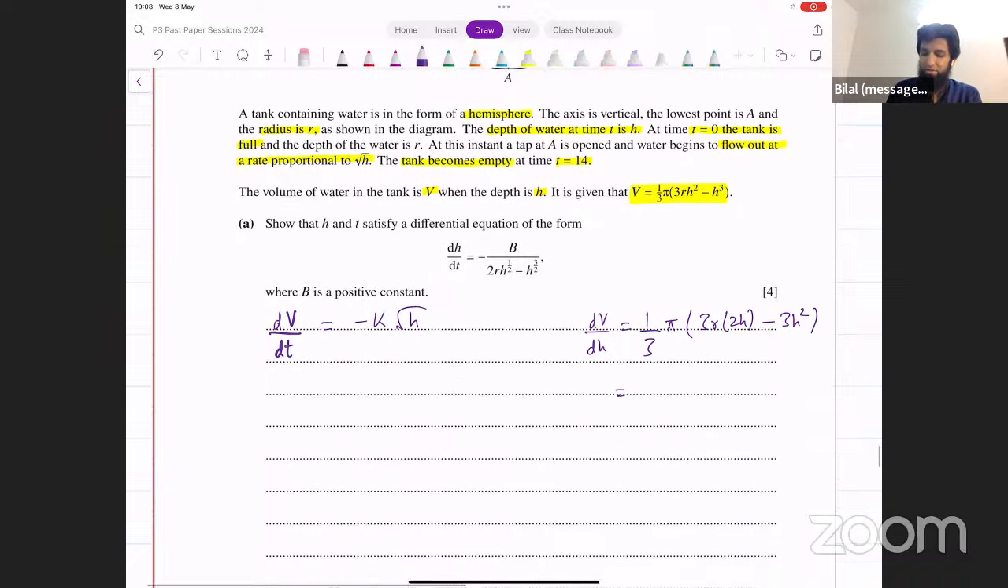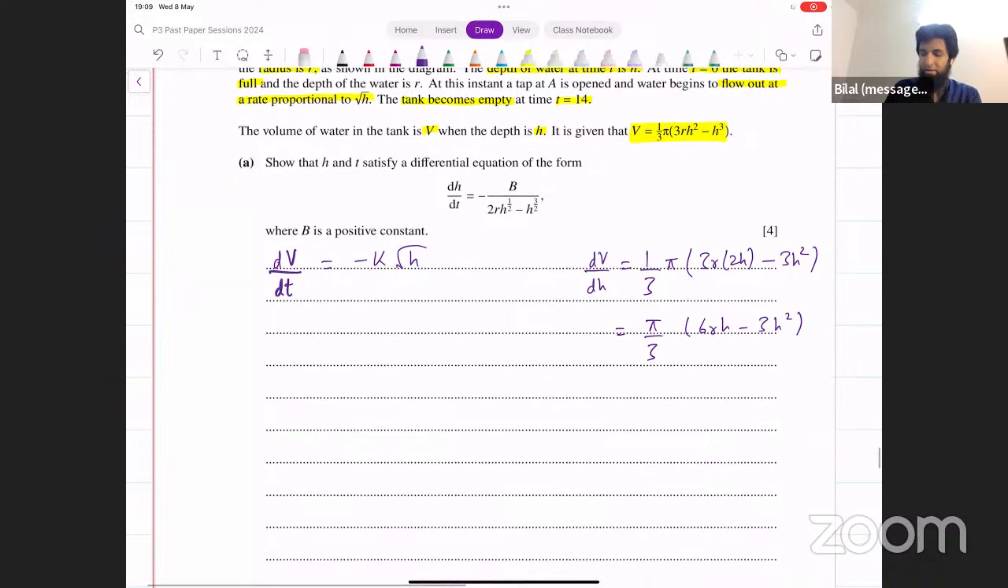Now let's simplify this. It becomes pi over 3 multiplied by 6rh minus 3h squared inside. Divide each term by 3. 6 over 3 gives you 2. That's 2 pi times (rh minus h squared). That is dV over dh.